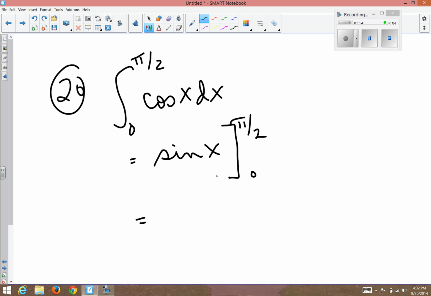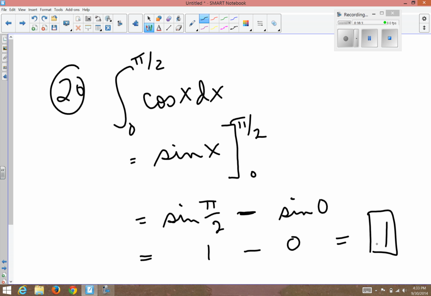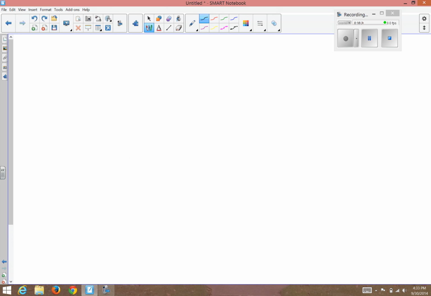When we attach the bracket, what that means is replace x with whatever number's up at the top, then replace x with whatever number's down there, 0 in this case, and always put subtraction between these. Try to understand why we do this eventually, but right now we're just doing it. The sine of pi over 2 is 1, the sine of 0 is 0, so the answer to exercise 20 is 1. If you don't get it, you're going to do a few more and you'll eventually see this is pretty easy.